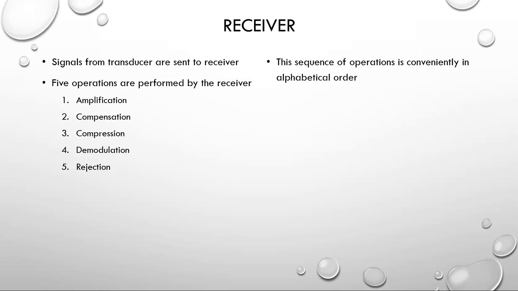So the receiver signals from the transducer go to the receiver, and there's 5 operations that are performed by the receiver. This sequence of operations is conveniently in alphabetical order: amplification, compensation, compression, demodulation, and rejection.